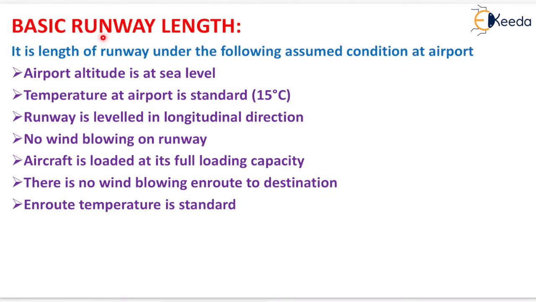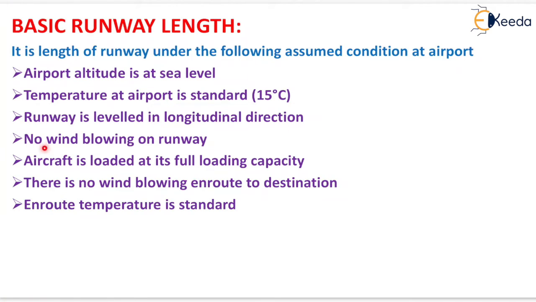Now the basic runway length. It is the length of runway under the following assumed conditions at the airport. The first one is that airport altitude is at sea level. Next one is temperature at the airport is standard, that is 15 degrees Celsius. Another one is the runway is leveled in longitudinal direction.